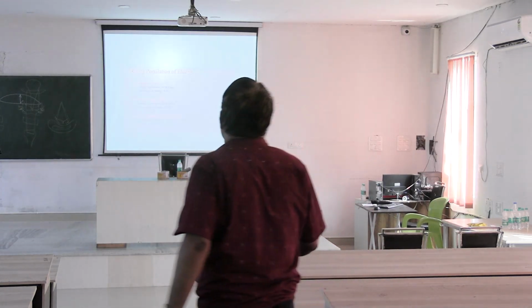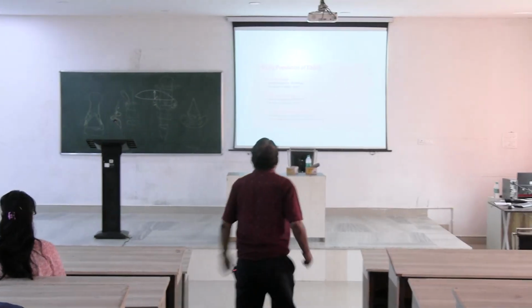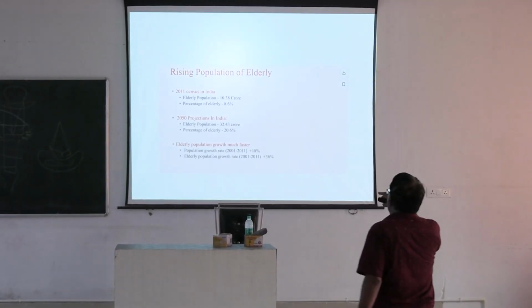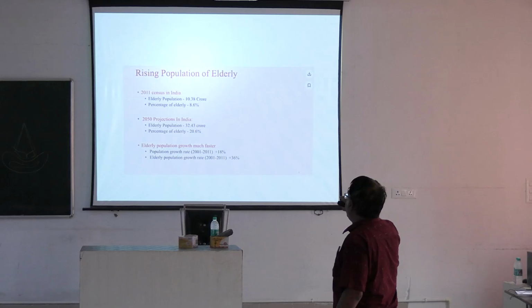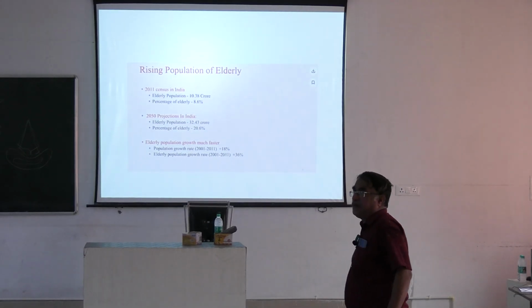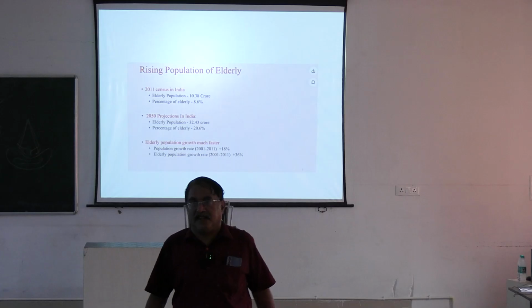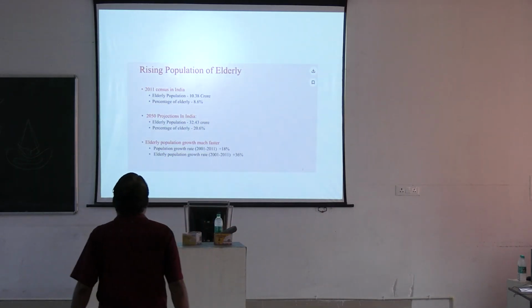Okay. So this is the population of India. In 2011 the elderly population was 10.38 crores. Now we are having a census again. Elderly is 8.6 percent, and by 2050 it's expected to be 20.6 percent, which means every fifth person will be a geriatric person. So the elderly population grows much faster than the general population.